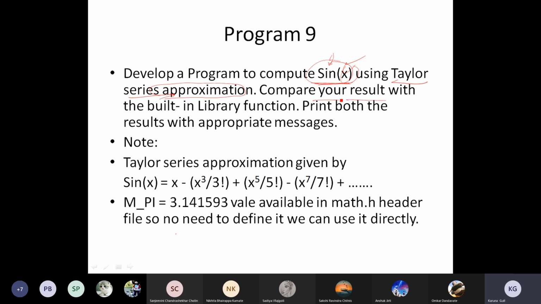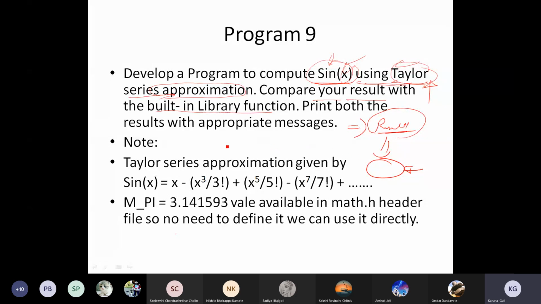Compare your result with the built-in library function. So you are supposed to apply the right algorithm using the Taylor series, and whatever result you got out of the program you have written using the Taylor series must be compared with the built-in function. The built-in function is already available in C language.